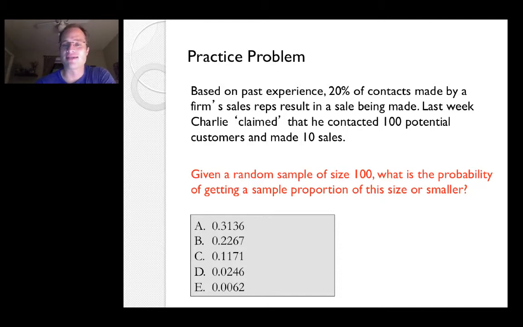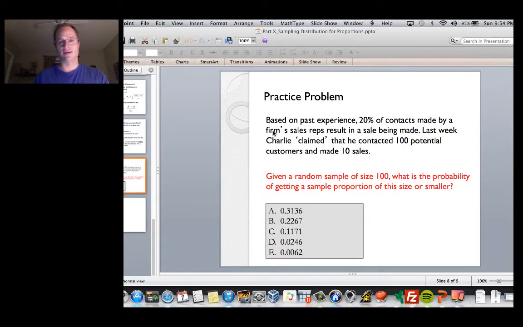So think about it this way. Given a random sample size of 100 like Charlie's, what's the probability of getting a sample proportion of this size or smaller, of 10 or less? And I want to finish up this lesson by going over an example like this.